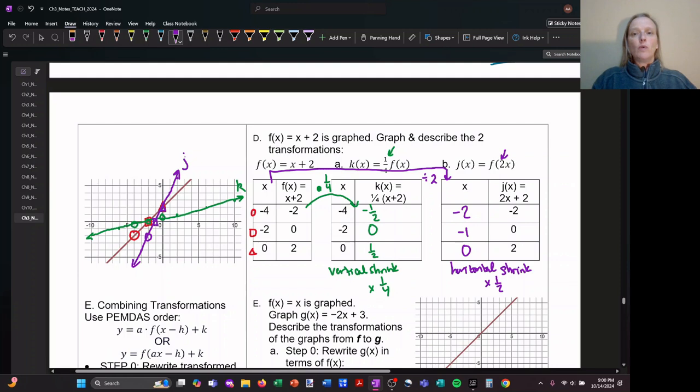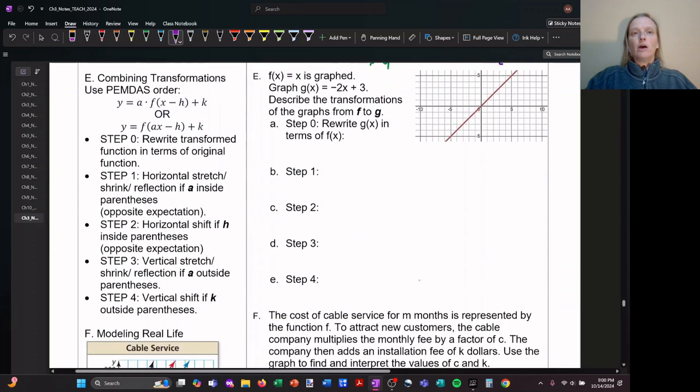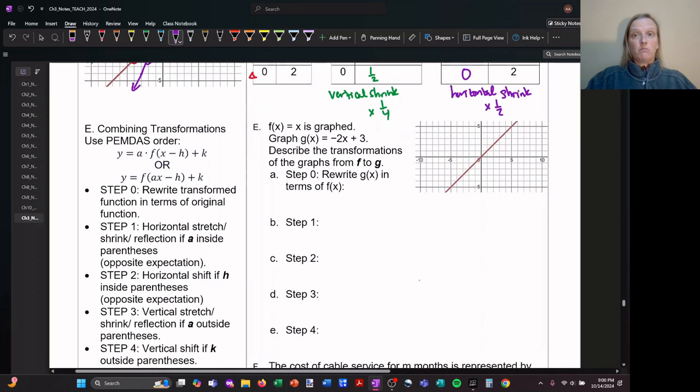So here we've seen what vertical shrinks and horizontal shrinks look like. And again, with the vertical shrink, the x-intercept stayed the same. For the horizontal shrink, the y-intercept stayed the same. So far, all of the changes we've done have only made one change at a time, one transformation at a time. And so let's look at an example where we do multiple transformations.